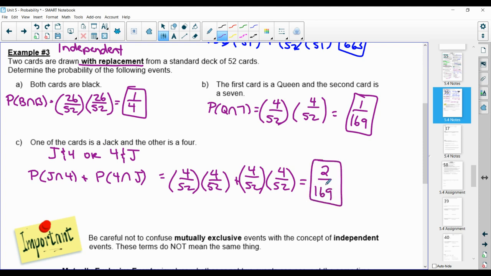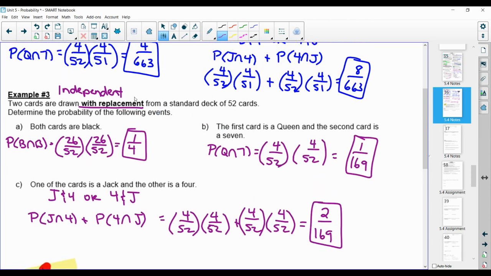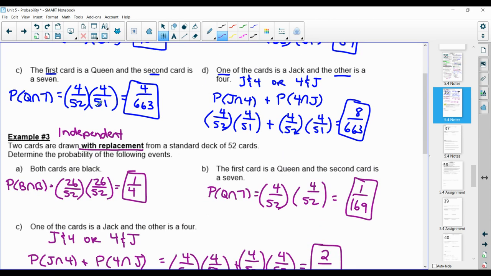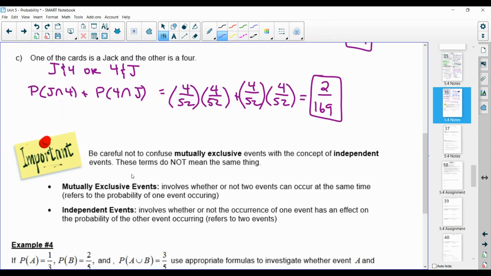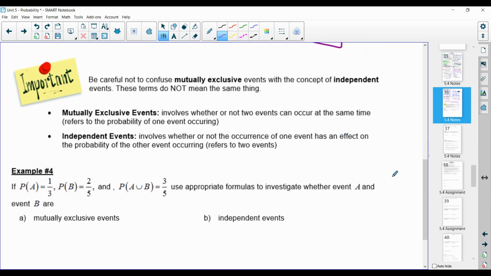So again, when you're looking at the difference between independent and dependent, the biggest difference is that denominator in the second event. We have to change those numbers depending on what our event was. So it is really important that you don't mix up mutually exclusive and independent events. These are not the same thing.